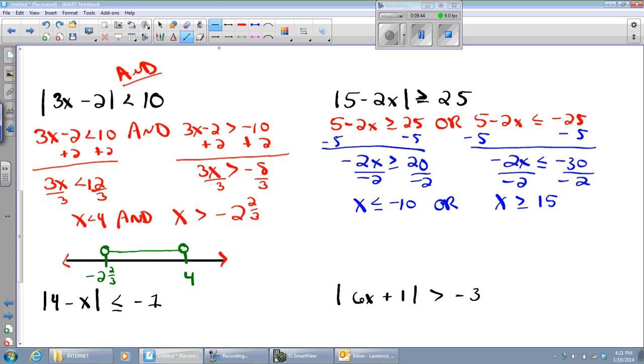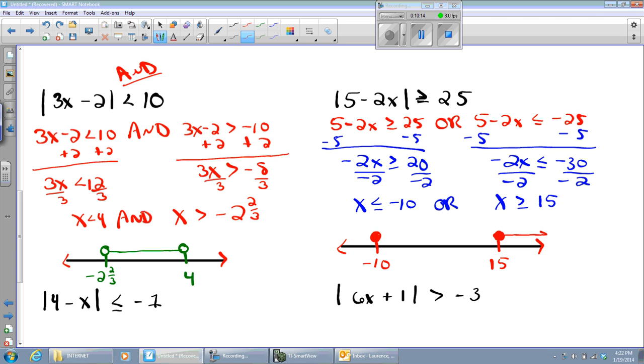All right. So I'm going to get 15. Going to get negative 10. Closed point on both of them. Ors typically go away from each other, right? You know, let your thumbs out, pointing away. And I'll just test it. I want the numbers greater than 15. Well, they'd be over here, wouldn't they? I want the numbers less than or equal to negative 10. Well, the less than ones would be there.